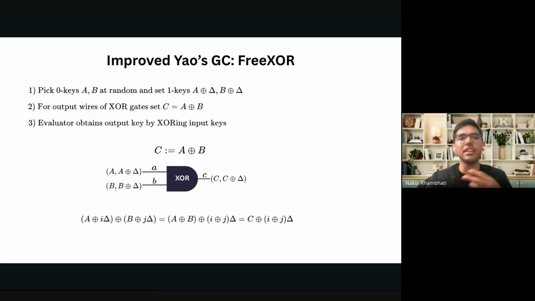If I say XOR delta, that's the 1 key. The reason this thing helps is now the evaluator can actually compute the correct output key just by XORing the 2 keys that he has without needing to encrypt any table.